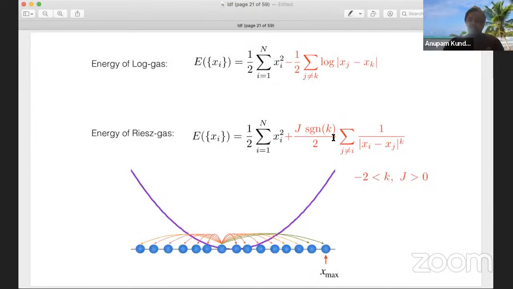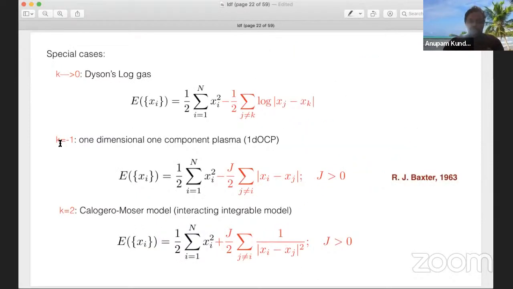So we consider this type of interaction in which the interaction is a power law, characterized by this exponent k and strength J. And we consider k to be greater than -2 for some stability reason. I am not going into the details of that. This model actually captures a whole set of systems that have been studied earlier. The k equal to 0 limit gives rise to the log gas. For k equal to -1, one obtains the one-dimensional one-component plasma model, which is a famous model whose many thermodynamic quantities were studied by Baxter in 1963.